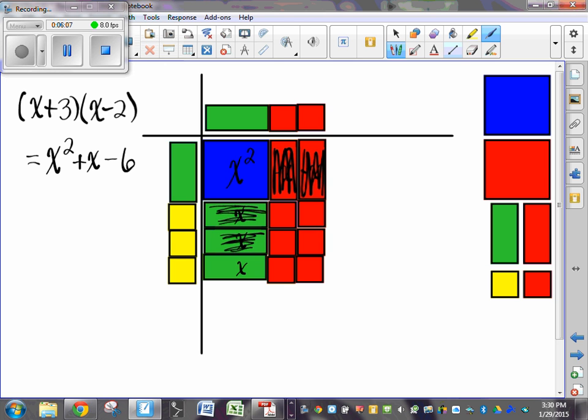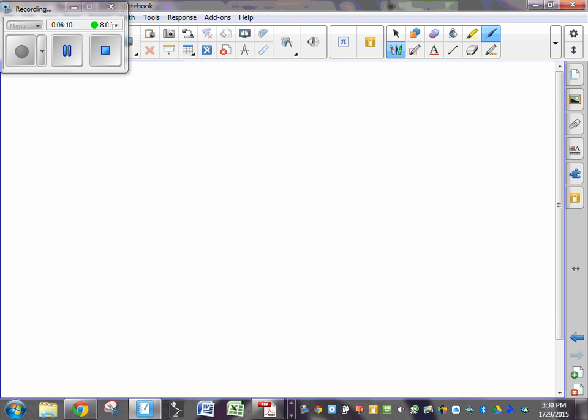Okay, I want to look at another example, and this time we're not going to use the algebra tiles. This time we are simply going to use the distributive property to multiply. And I'm going to look at x plus 2 times x minus 8. Now, we've done the distributive property before. You know that you take the first number out here and you carry it through and multiply it by everything that is inside that second set of parentheses.